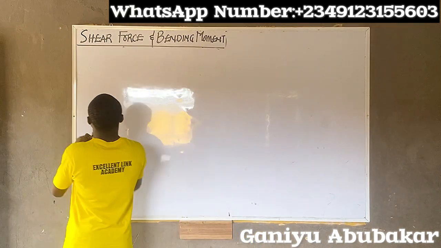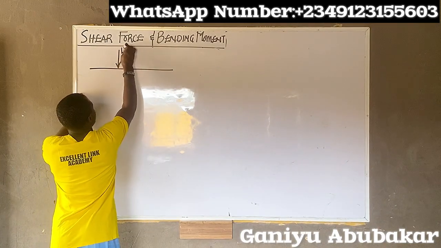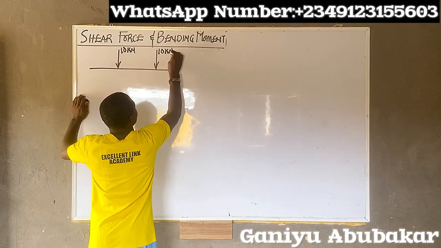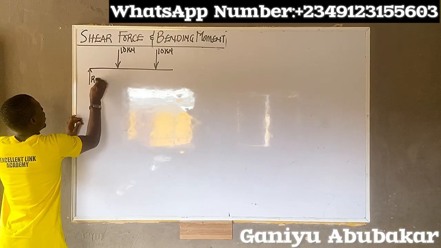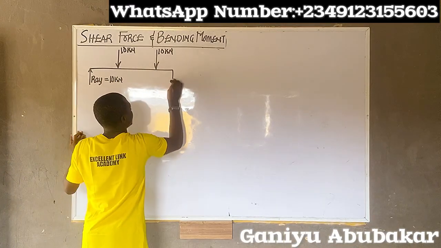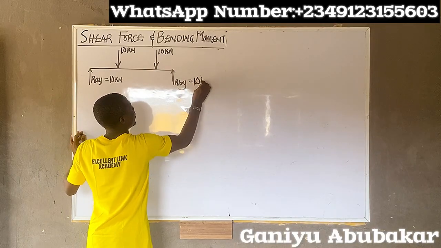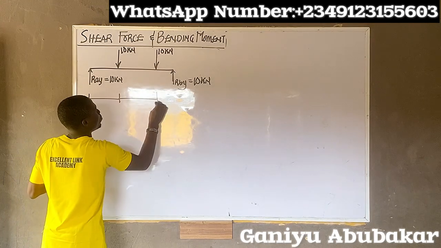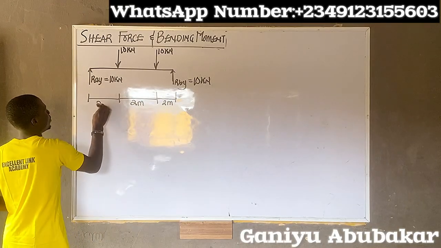All right. I think I have this. The value here is 10 kilonewton. Another value here is 10 kilonewton. RAY, that's of course 10 kilonewton. Here I have the value of RBY. This one gives you also 10 kilonewton. Next, from here to here gives you 2 meters, 2 meters.